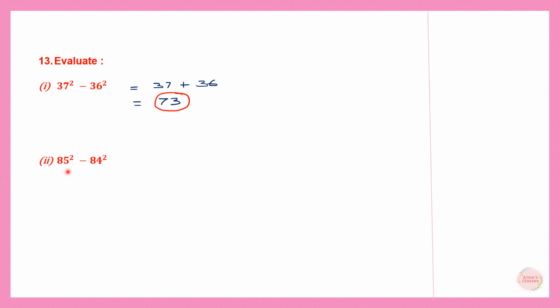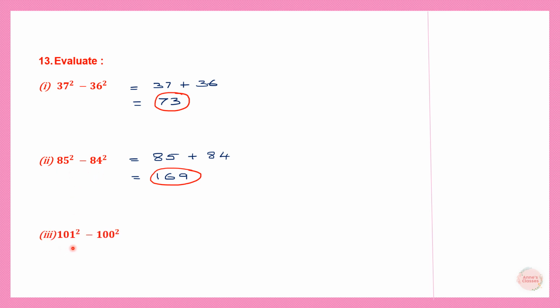Next one is also the same thing. This is n, 84. This is 84 plus 1, that is 85. So your answer when you work out this will be 85 plus 84. You just have to add it up. This will be 169. So this is our answer, 169. See how easily we got the answer without actually multiplying and finding the difference.